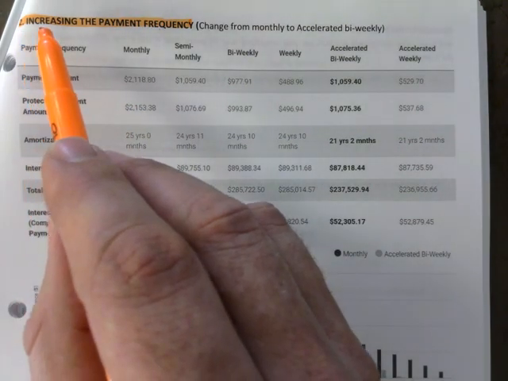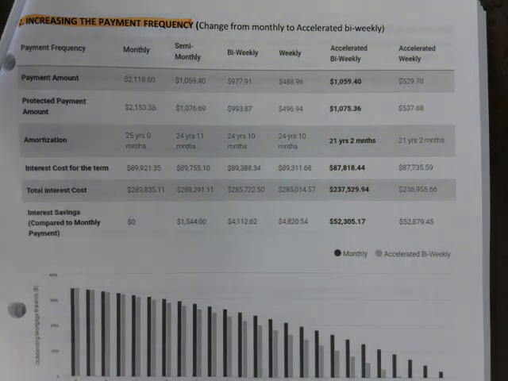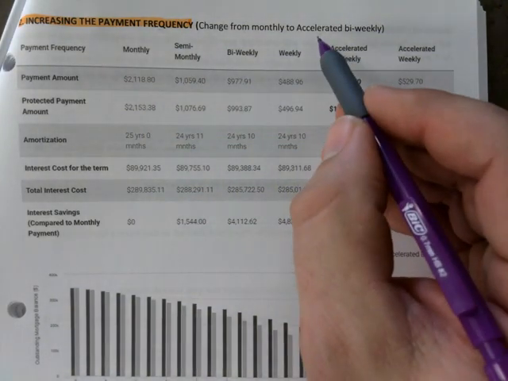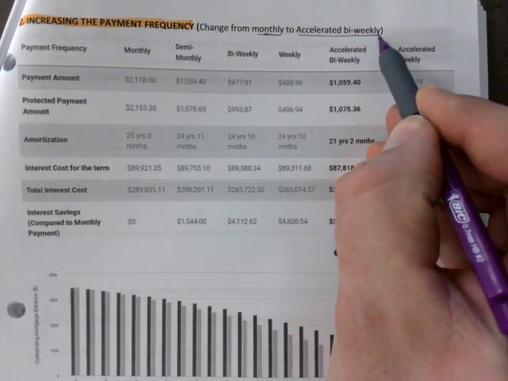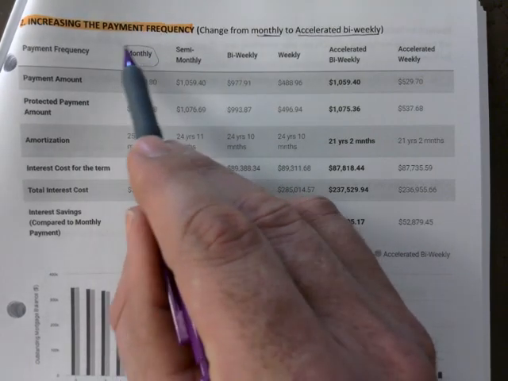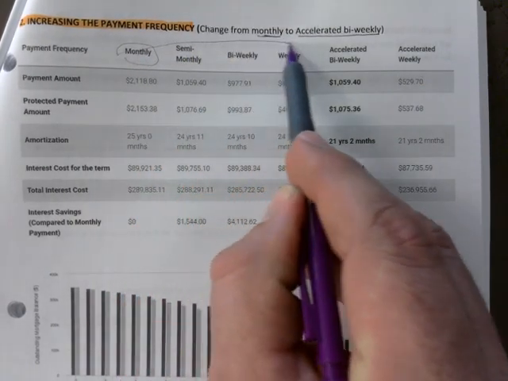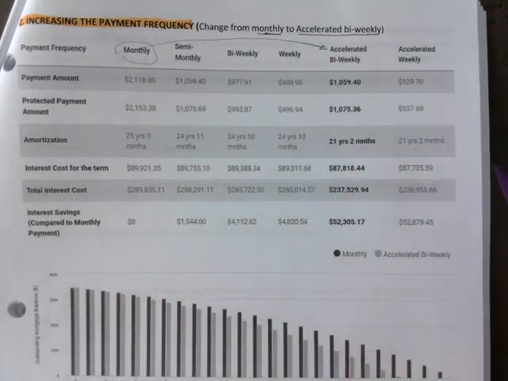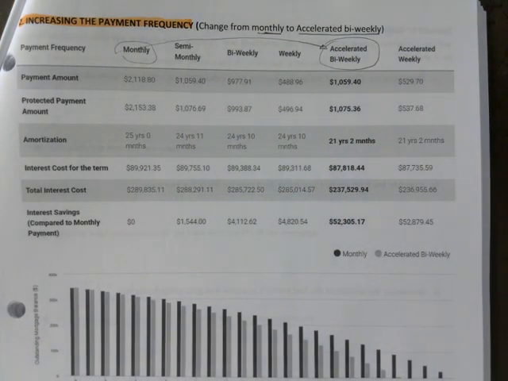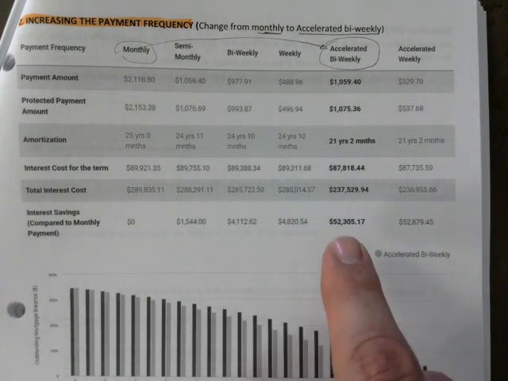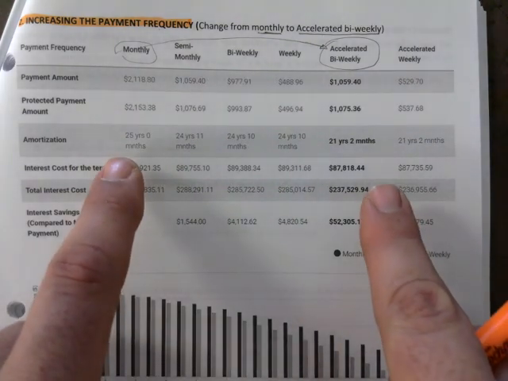Page 26 at the very top here. Increasing the frequency. So you go from monthly to, let's say, accelerated bi-weekly, right? If you go from a monthly payment and you skip to this one, that's the way to go. You're going to pay it off faster. Look at this. Just watch this line right here.